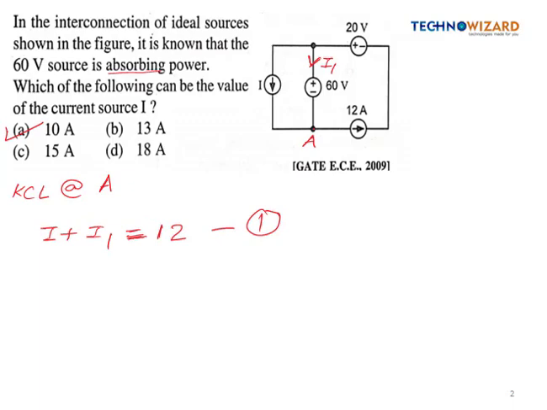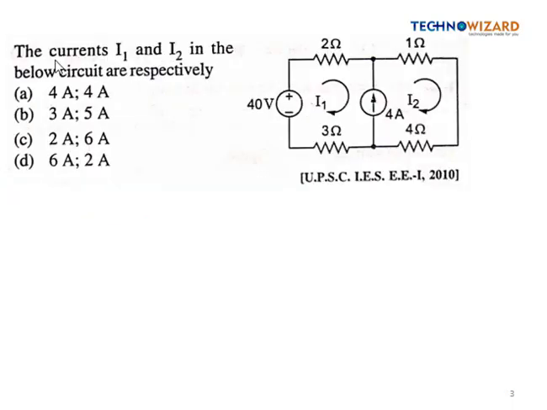So let's see our next question. The currents I1 and I2 in the below circuit are respectively. Okay, so basically they have given us a circuit and we have to find out the value of current I1 and I2. So basically this is a super mesh.